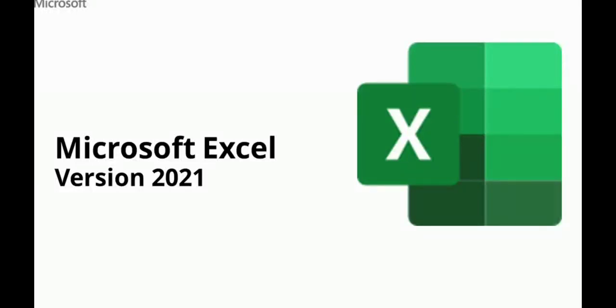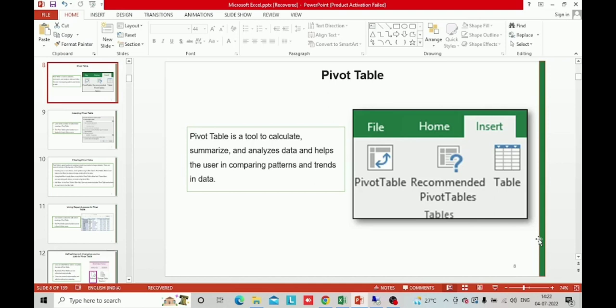Hello everyone. In the last session we understood what a pivot table is, how to create a pivot table, how to enter or remove the sheet, remove the columns we don't need, and customize it the way we want. And we understood the difference between a normal table and a pivot table. A normal table is not flexible, a pivot table is flexible, and we can analyze, calculate, and summarize the data, which helps in comparing the patterns and trends in the data.